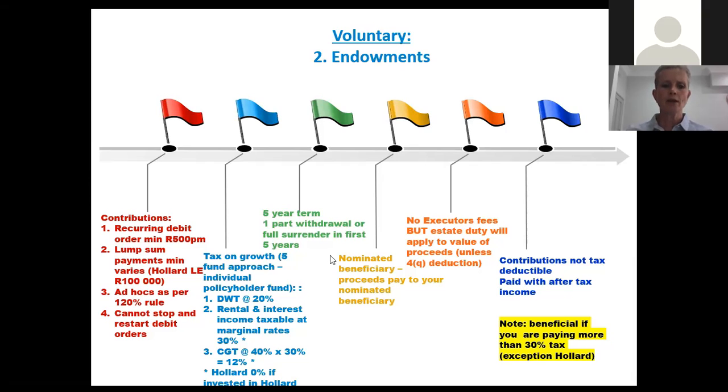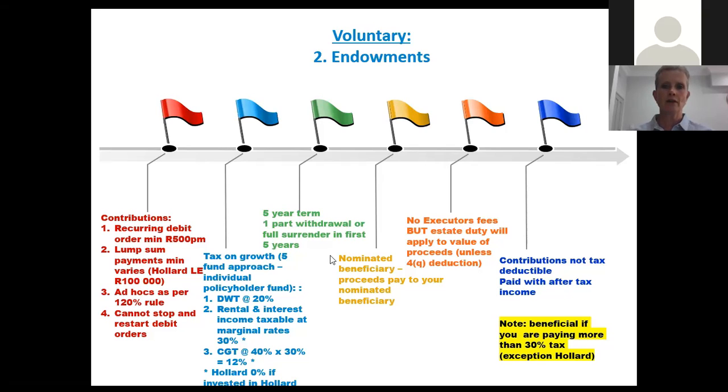So I put Hollard in brackets there because that was the one endowment that I do recommend to my clients, and I think it's got a unique set of benefits which the traditional endowment does not offer, and the minimum is 100,000, so it's quite a high barrier to entry for perhaps the lower income earner, but in order to save up to get to that, I think the benefits outweigh the wait. Ad hocs, you are allowed to do ad hocs into endowments, but it's subject to the 120% rule.